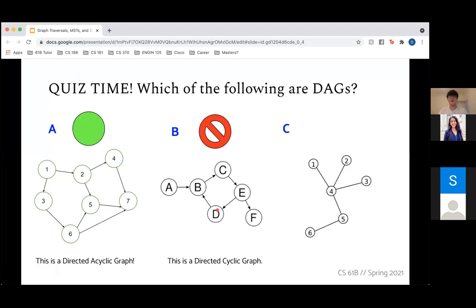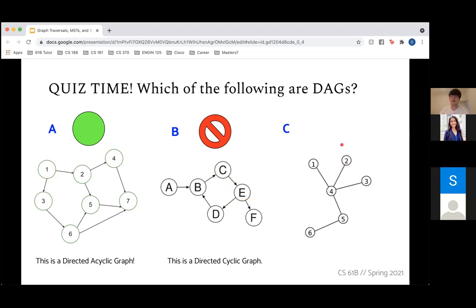Next, we'll go to B. B is not a directed acyclic graph. It's actually a directed cyclic graph. You can see that there's a cycle present from B to C, C to E, E to D, D to B. Because there is a cycle present within this directed graph, it's not a DAG.